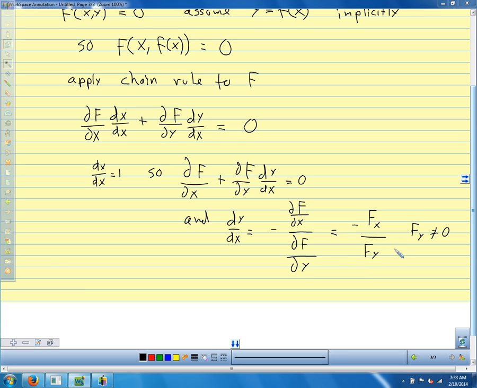So questions here on what we did. So dy dx is minus the partial of f with respect to x over the partial of f with respect to y.